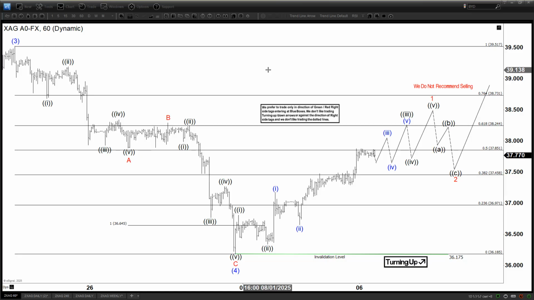Today is August the 6th and the chart of the day for today is silver. Here is a 60 minutes time frame. So we ended with 3 over here in the intermediate degree and with 4 ended here in 36.17. So we are in what we call an impulsive structure on the upside.